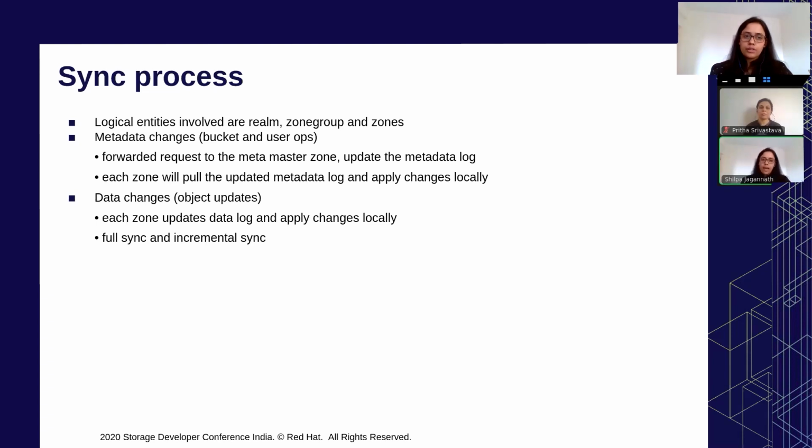We have two kinds of changes that we track. One is the metadata change, which is mostly bucket and user operations, and all of these are forwarded to the master. I mentioned that replication is asynchronous, but for metadata, it is always synchronous with the master. So we forward it to the master zone first, update the metadata log, and then after applying the changes there, each zone will pull the metadata log and apply changes locally.